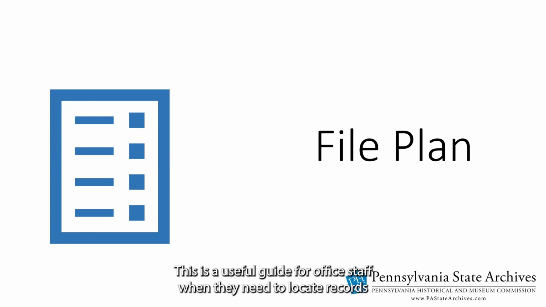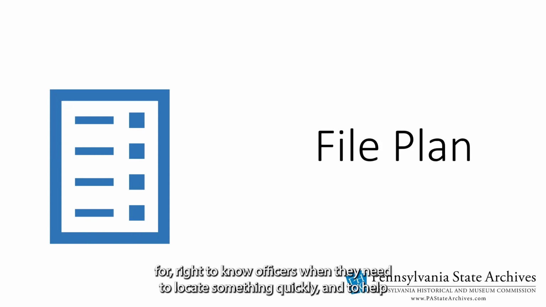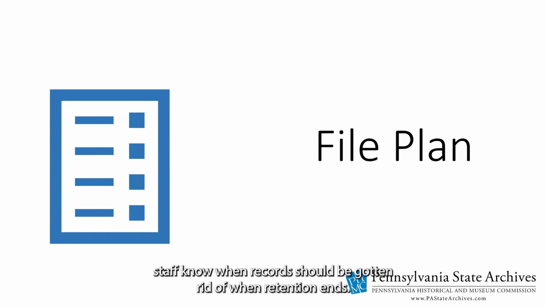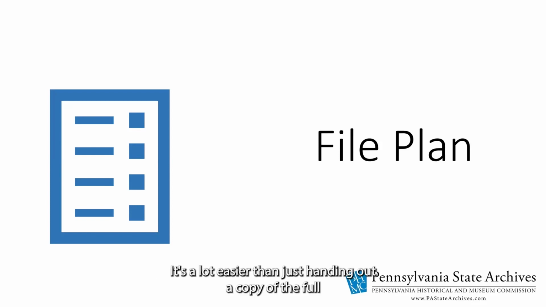This is a useful guide for office staff when they need to locate records, for onboarding new staff who don't know where everything is, for right-to-know officers when they need to locate something quickly, and to help staff know when records should be gotten rid of when retention ends. It's a lot easier than just handing out a copy of the full agency record schedule to office staff and telling them to figure it out.